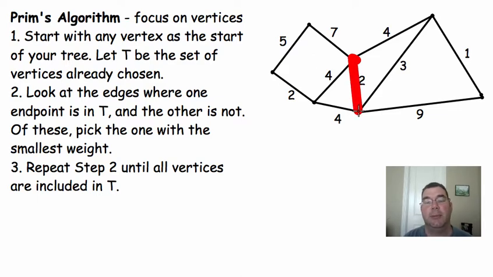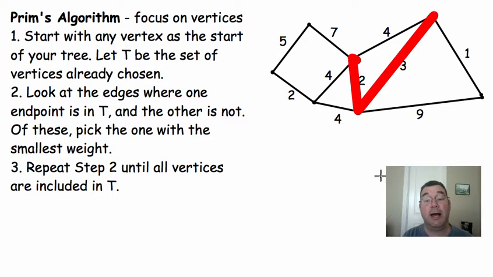So now what I've done by drawing that edge is I have 2 vertices in my set T, which has all of the vertices I've chosen. So I'm going to look at all of the edges that either leave the one at the top of this red edge or the one at the bottom of this red edge. So looking at all my choices, I've got 7, 4, 4 from the top edge, and I've got 4, 3, and 9 from the bottom edge. Well, of those, the smallest was 3.